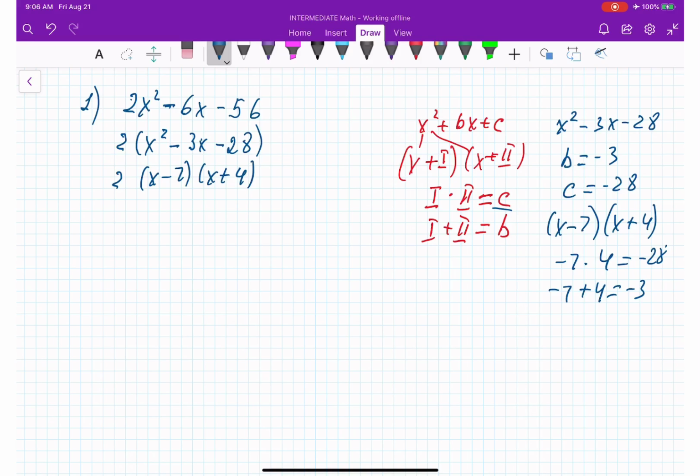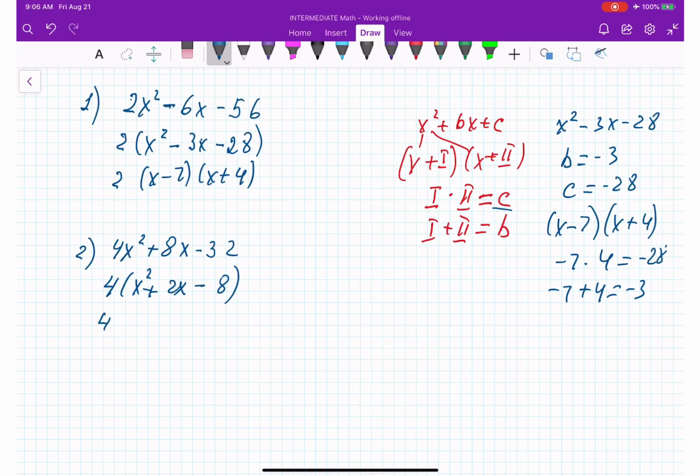Next. Question number 2. 4x squared plus 8x minus 32. Okay, here also I'm looking, common factor is 4 because all three terms I can divide by 4, so taking 4 out. And I will have left x squared plus 2x, because 8x divided by 4 is 2x, and minus 32 divided by 4 is 8. So I divided every single term by 4.